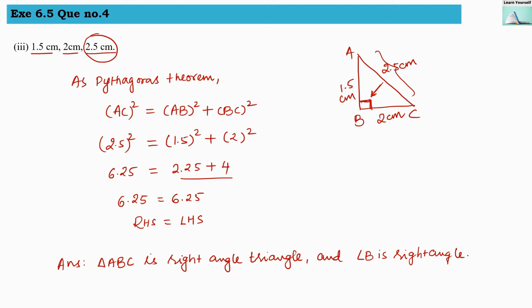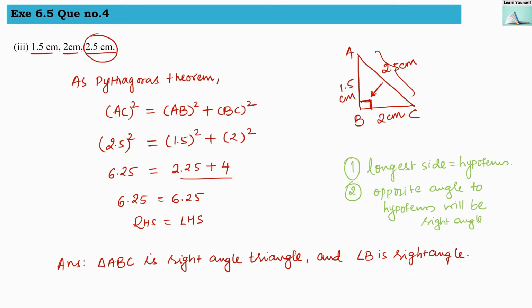So two things we are going to remember in this kind of numericals. The first is that the longest side will be the hypotenuse, and second, the angle opposite to the hypotenuse will be the right angle in the triangle. So these two things we are going to remember in this kind of numericals.